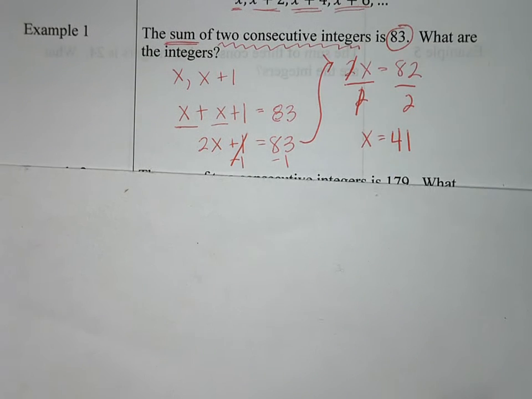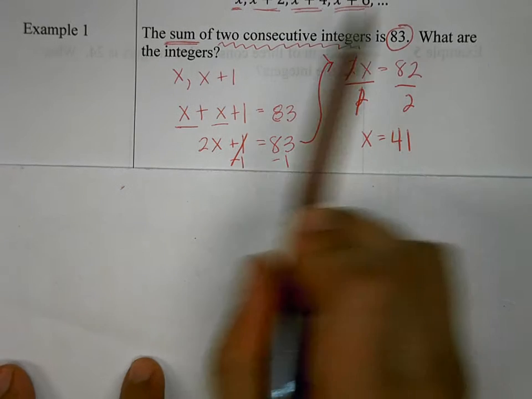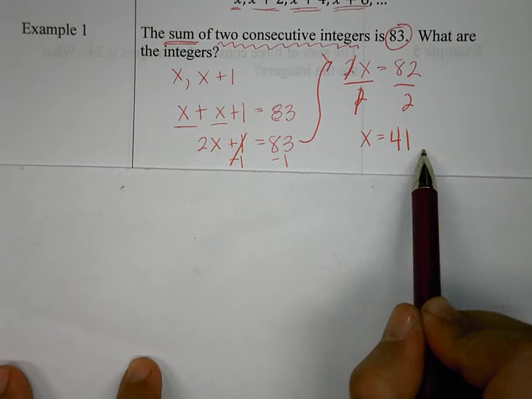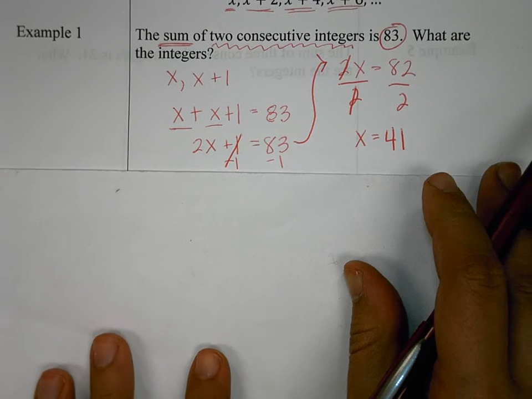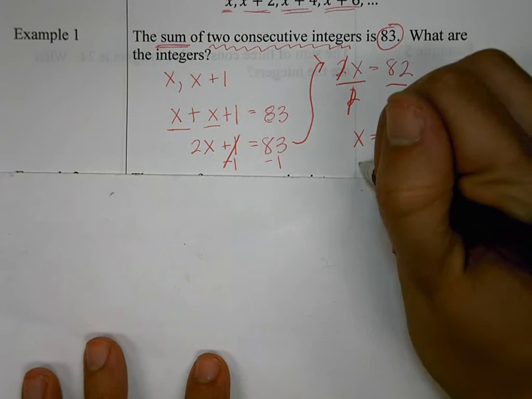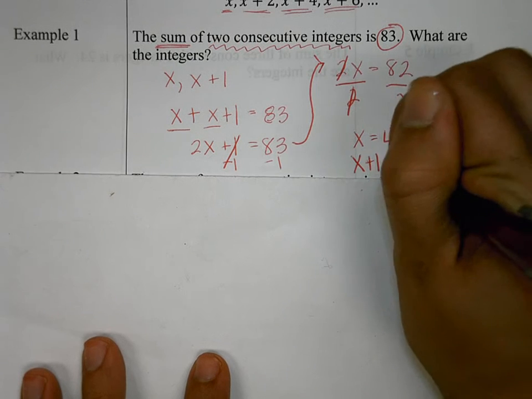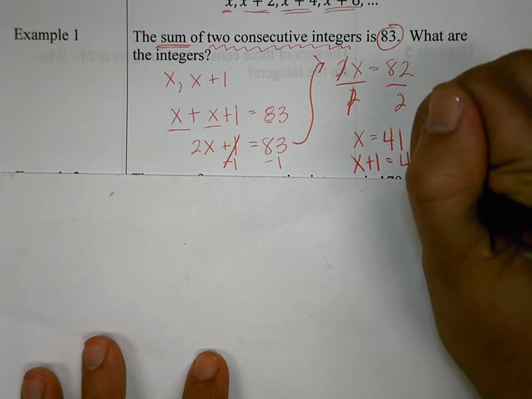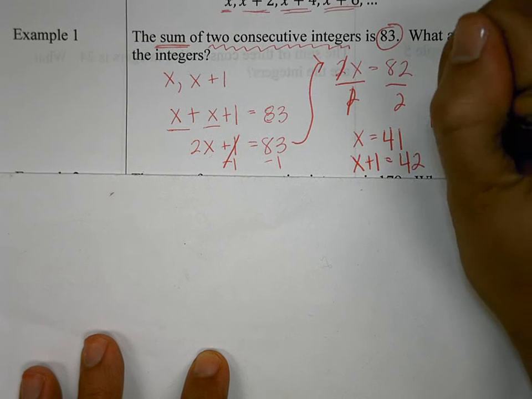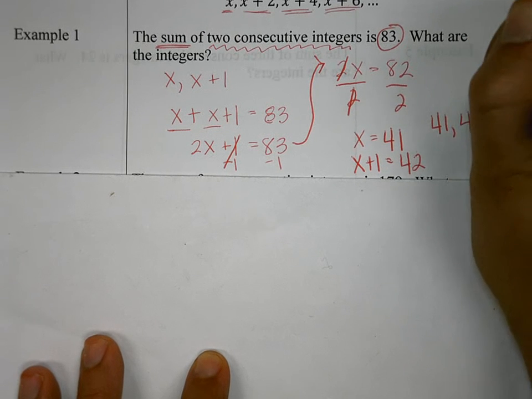41. Now, our question says, what are the integers? That's just one of them, 41. To find the other one, I need to plug it into x plus 1. So x plus 1 is equal to 42. So my two integers are 41 and 42.